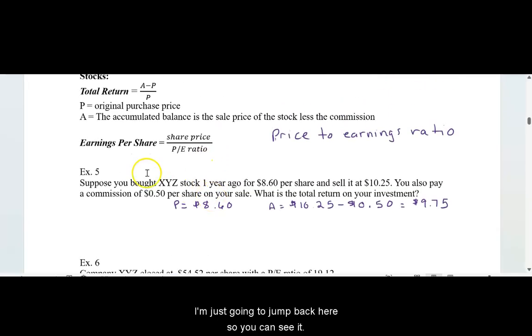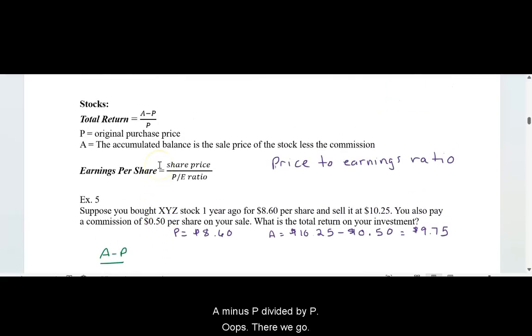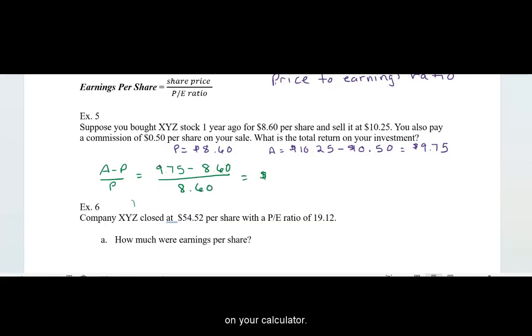I'm just going to jump back here so you can see it. Total return is A minus P, divided by P. Well, let's just plug in our numbers then. So A minus P divided by P. And that you can just do right on your calculator. So you just subtract first in the numerator, then take that answer and divide it by the number in the denominator.